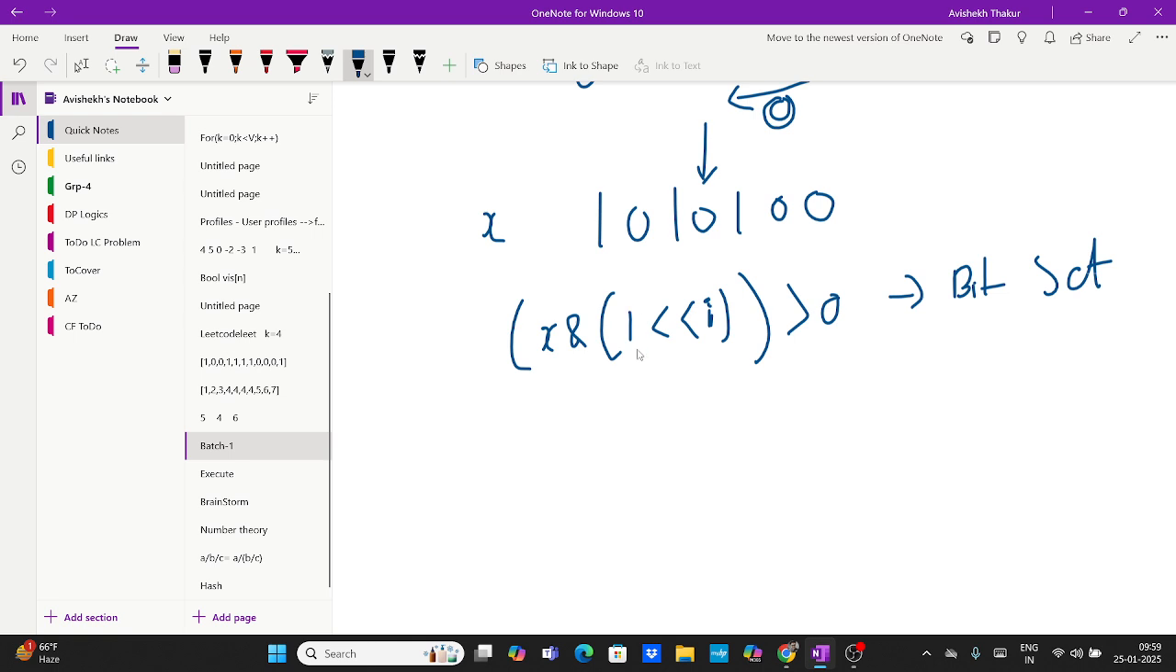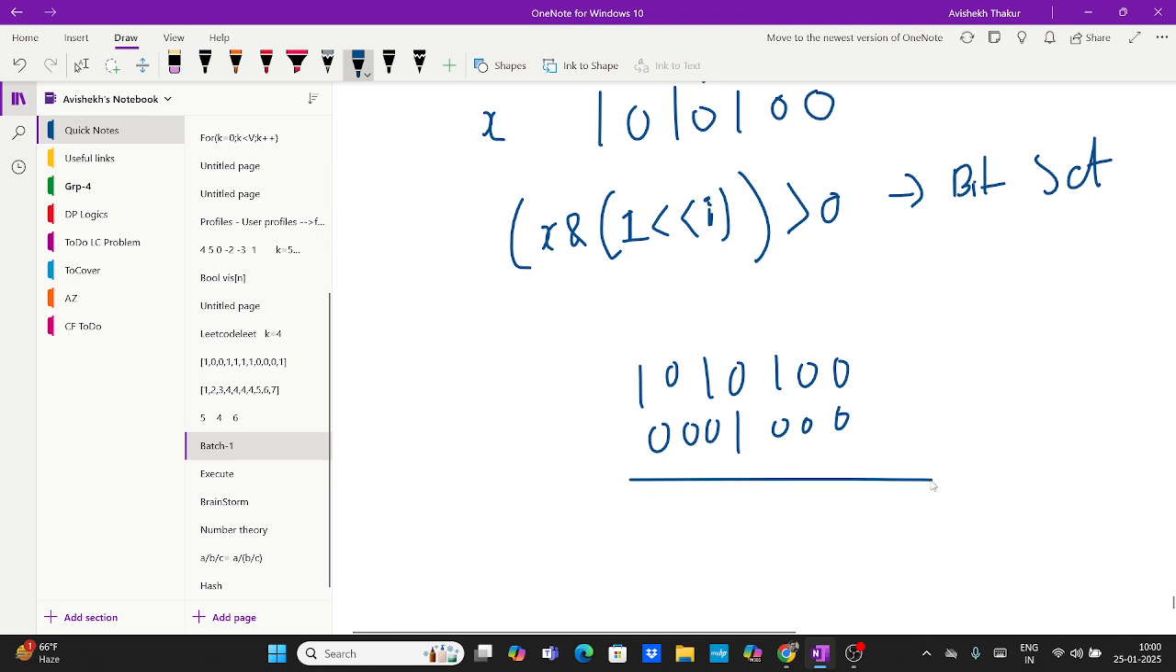So in our case, what will happen? We will shift our 1 three times. That means we have 1 0 1 0 1 0 0, and we are shifting the 1 three times. So it will be nothing but this, right? And you do bitwise AND.